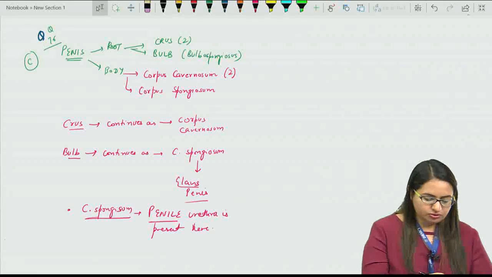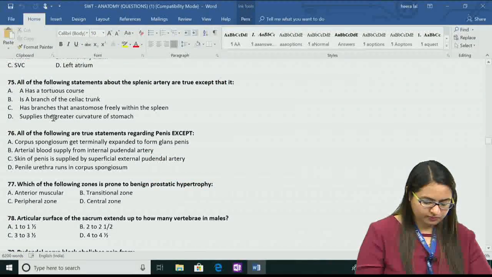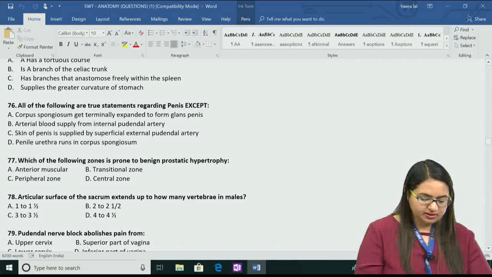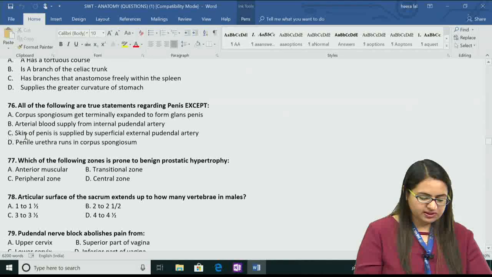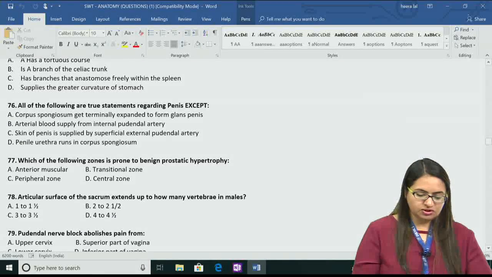So now if we come back to the question, in this, option A is correct, that corpus spongiosum expands terminally to form the glans, and B option is also correct. The arterial supply to this structure is by the internal pudendal artery.